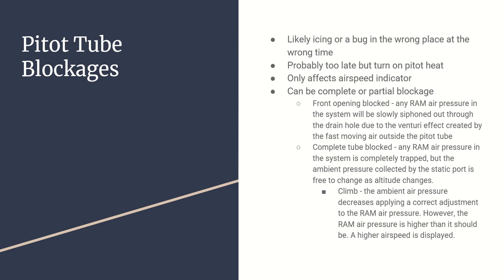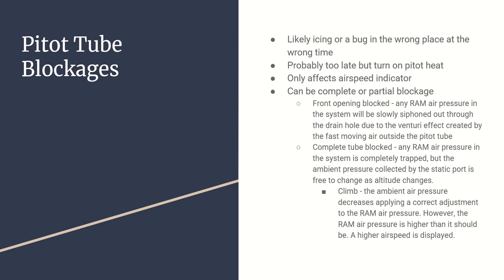So if we have, I'm sorry, I'm getting my math wrong. If we have the same amount of ram air and a smaller adjustment, then that leads to a higher dynamic pressure. So as we climb, our airspeed will go up because there's less of an adjustment being made. Or what the airspeed indicator reads will go up. Our airspeed will likely go down if we're climbing, but our airspeed indicator will show a higher value than what we are actually traveling at.